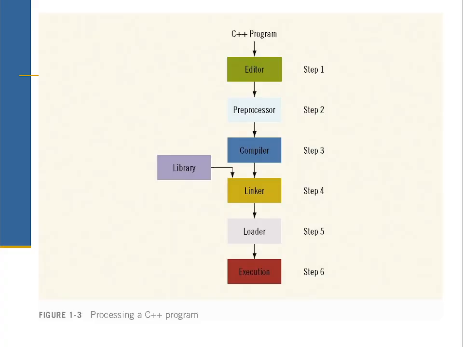This is how C++ programming works and how it processes. First the editor, then the preprocessor, then the compiler, and all the library code is brought in by the linker. Then it will load it and execute it.